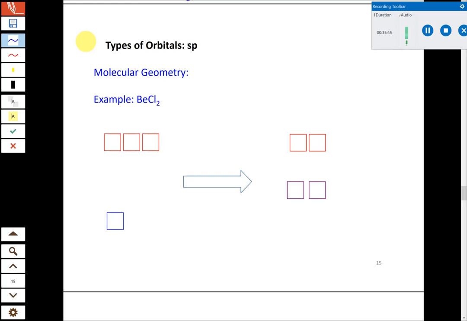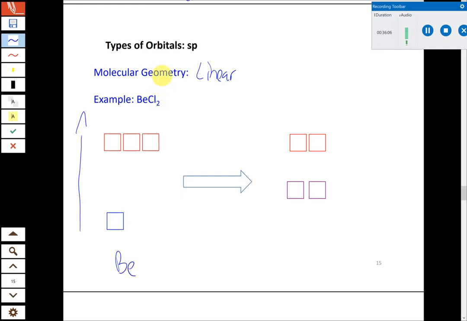So let's say we have the molecule BeCl2. We would predict from VSEPR that this makes a linear geometry. Now the problem with this, though, is if we look at the valence electrons in beryllium, the central atom, we know that each chlorine is going to have an unpaired electron in a p orbital that can overlap to form a bond.